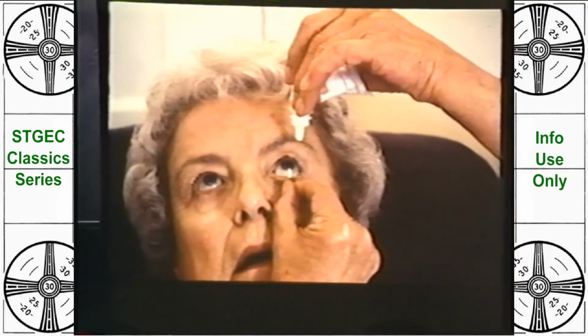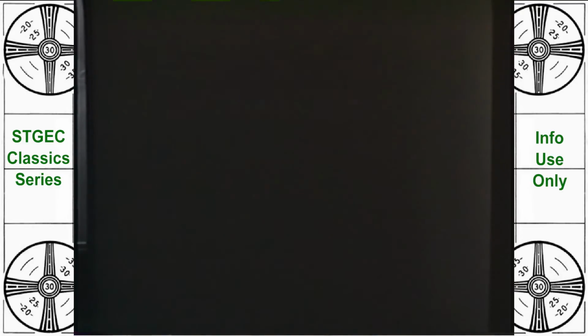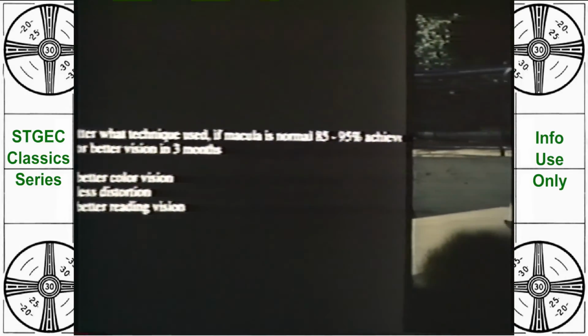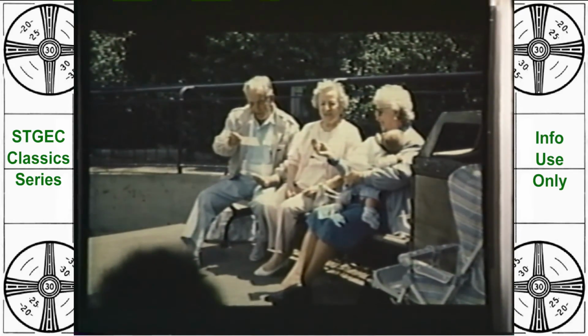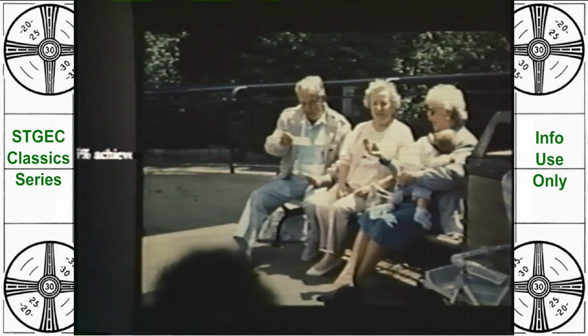The patient has to use drops a few days post-op, but really they're back to their normal activities very, very quickly. And with our new techniques, especially if they have phacoemulsification, they are seeing well the week or so after surgery. Very, very well. But no matter what technique is used, if the patient's macula or retina is normal, 85 to 95% achieve 20/40 or better vision in 3 months, and it only takes 20/50 to read the newspaper. There's better color vision, less distortion, and better reading, and I think we really consider this one of the everyday miracles of medicine.